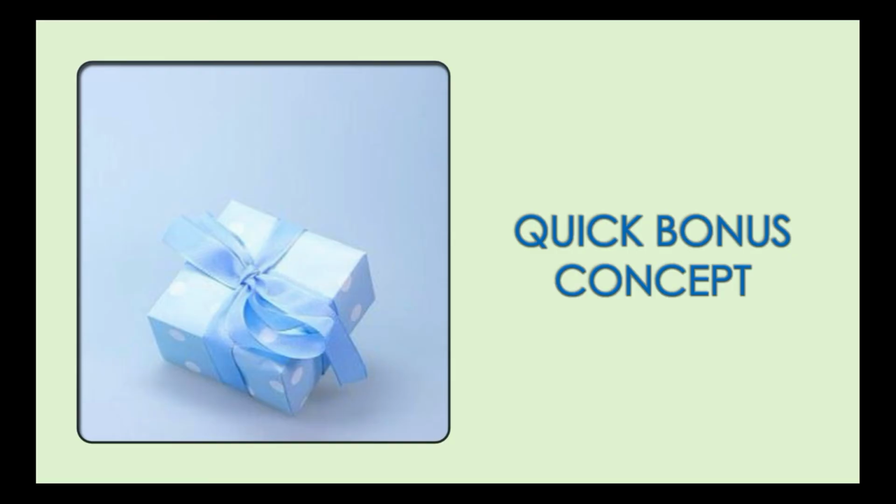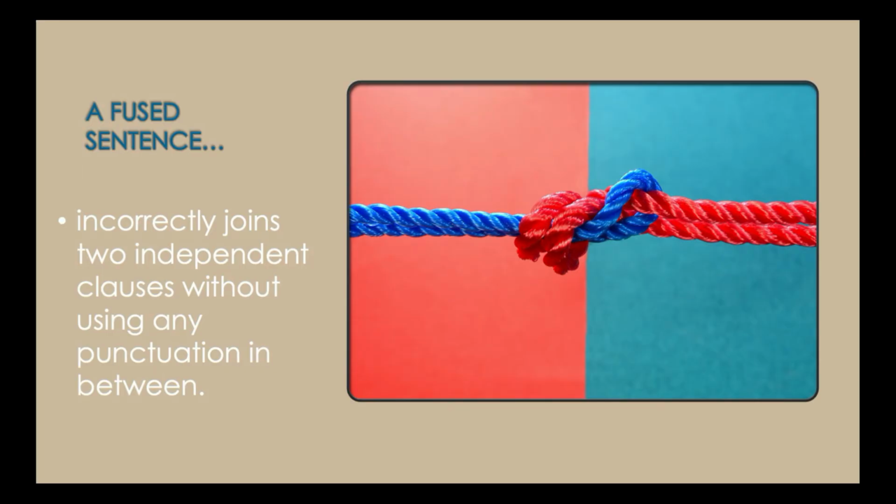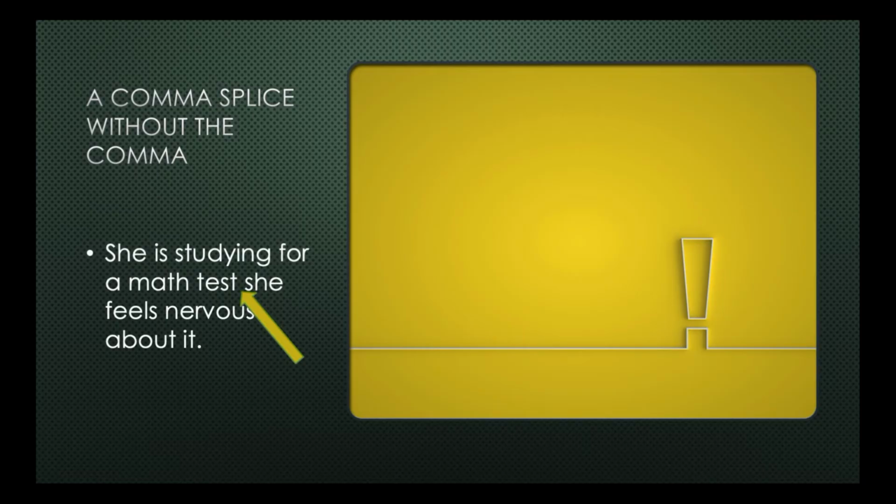Before we close out, I'm going to throw in one more common no-no that is directly related to sentence fragments and comma splices. Consider this a quick bonus. Fused sentences. A fused sentence incorrectly joins two independent clauses without using any punctuation in between. It's basically a comma splice without the comma.